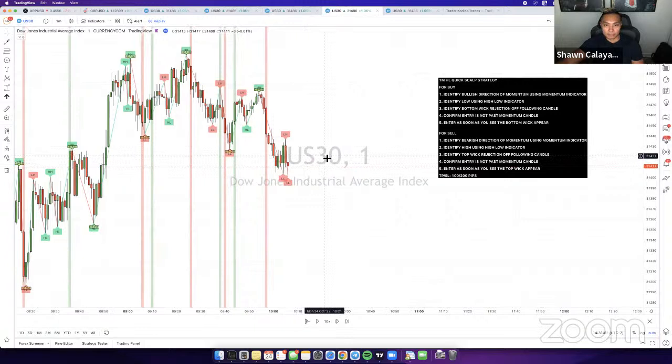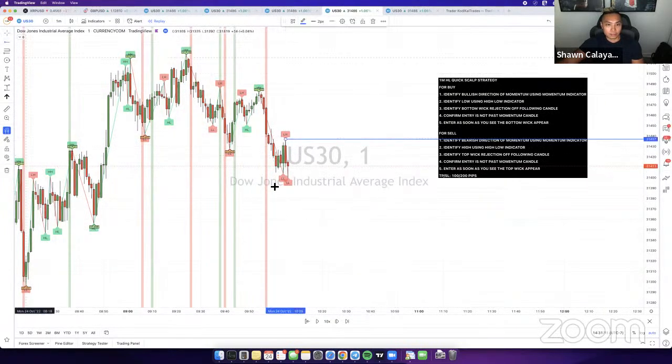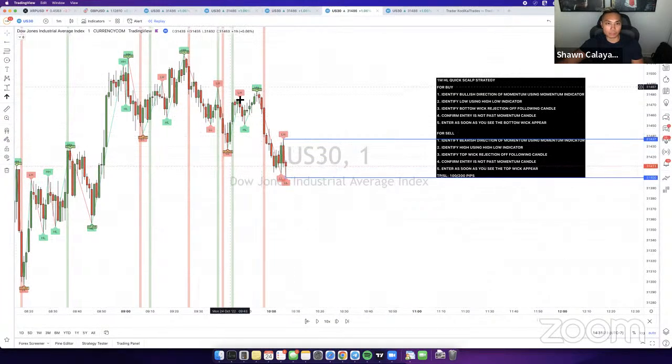So this is an area where I probably wouldn't trade. The reason for this is because you see how the high lows are after each candle. You don't want trades like this, because this strategy is not meant for consolidating and ranging markets. You can see that price is actually ranging right here. And the easy giveaway for these types of market conditions is when you have these high lows that come up right after each other.